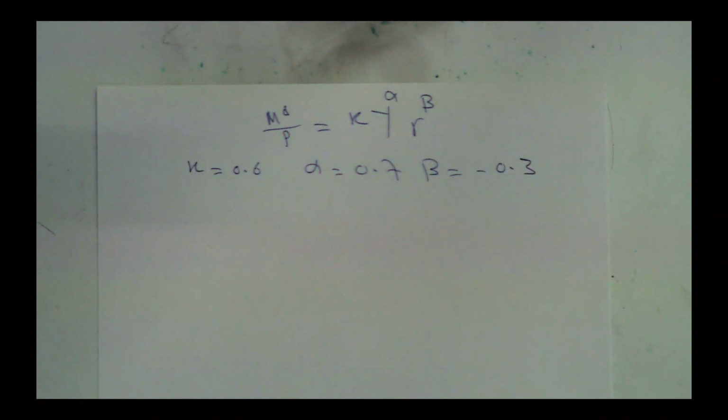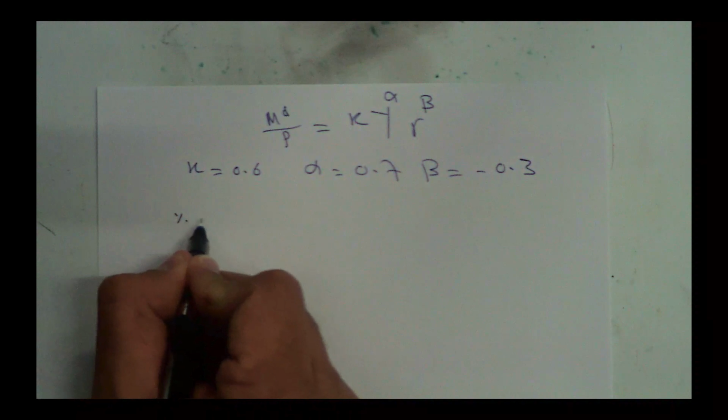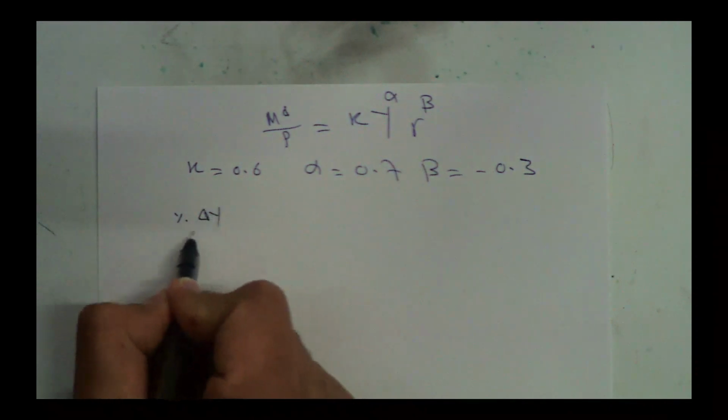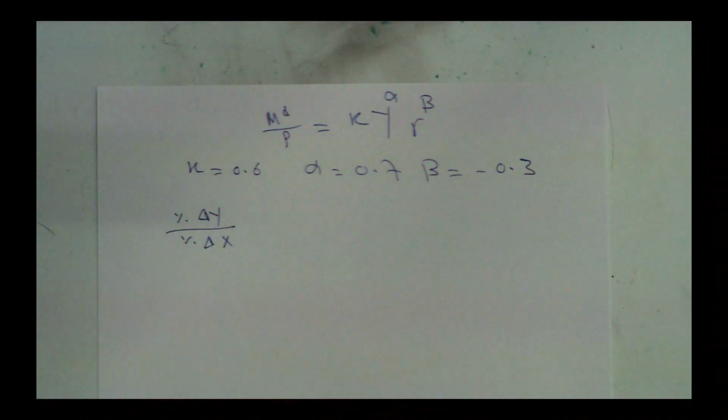So the question is, we want the income elasticity of money demand and the interest rate elasticity of money demand. So what is elasticity? The way I put it in the lecture is how sensitive money demand is to the change in income. Elasticity in general is the percent change in Y over the percent change in X. So it's percent change over percent change.